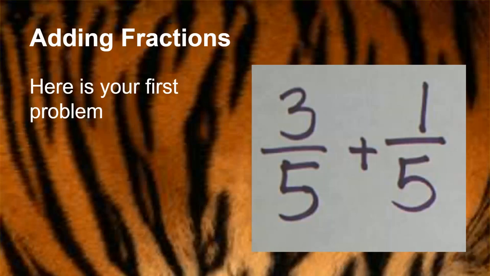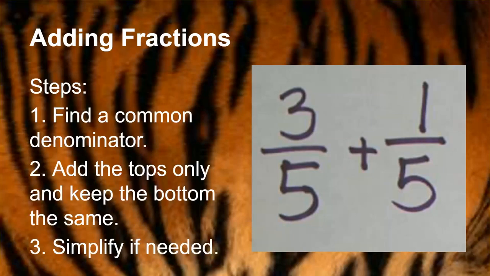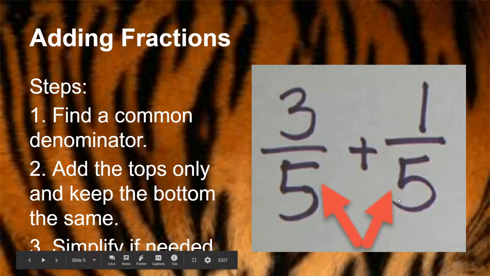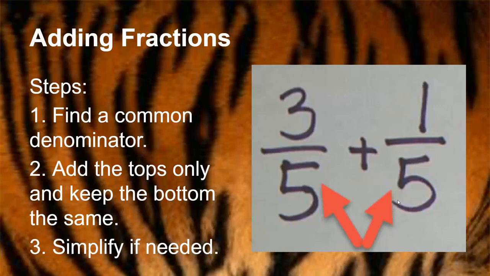Adding fractions first. Here is your problem. 3/5 plus 1/5. First, find a common denominator. Those are the 2 bottom numbers. They happen to be the same number. Therefore, it is already a common denominator.